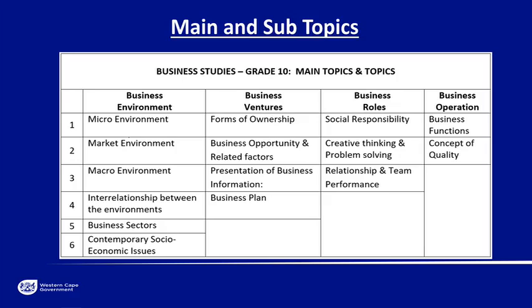Then within business ventures, we have forms of ownership, business opportunity and related factors, presentation of business information, and the business plan. So those 4 subtopics form part of business ventures. Within business roles, we have social responsibility, creative thinking and problem solving, relationship and team performance. So those 3 subtopics form part of business roles. And under business operations, you would have looked at business functions and the concept of quality.